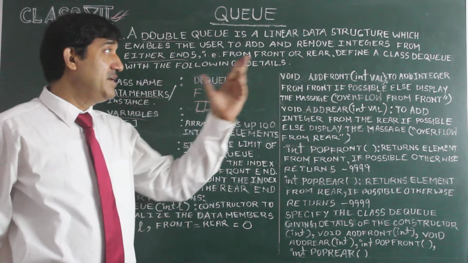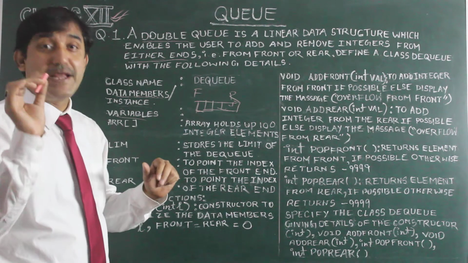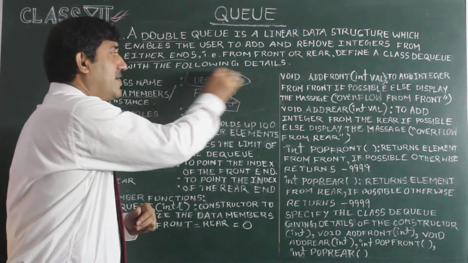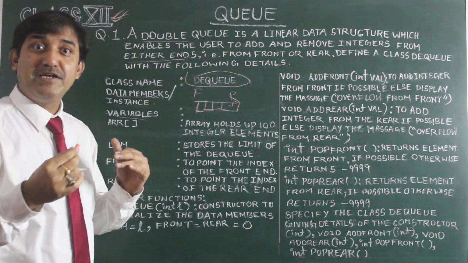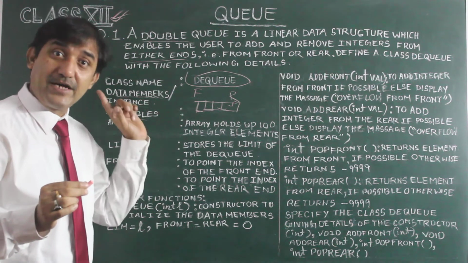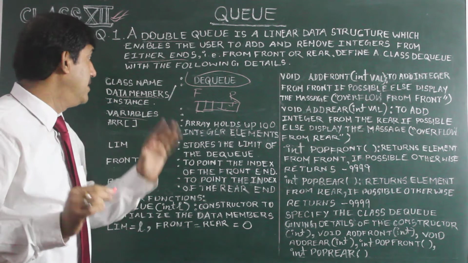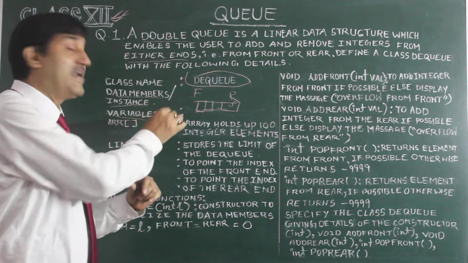Now define a class Deque. From the question you get the name of the class, so you start with the name of the class. This is very important: don't use your imaginary names for the classes. The same name has been specified in that particular question. Then after that you find the data members or the instance variables.